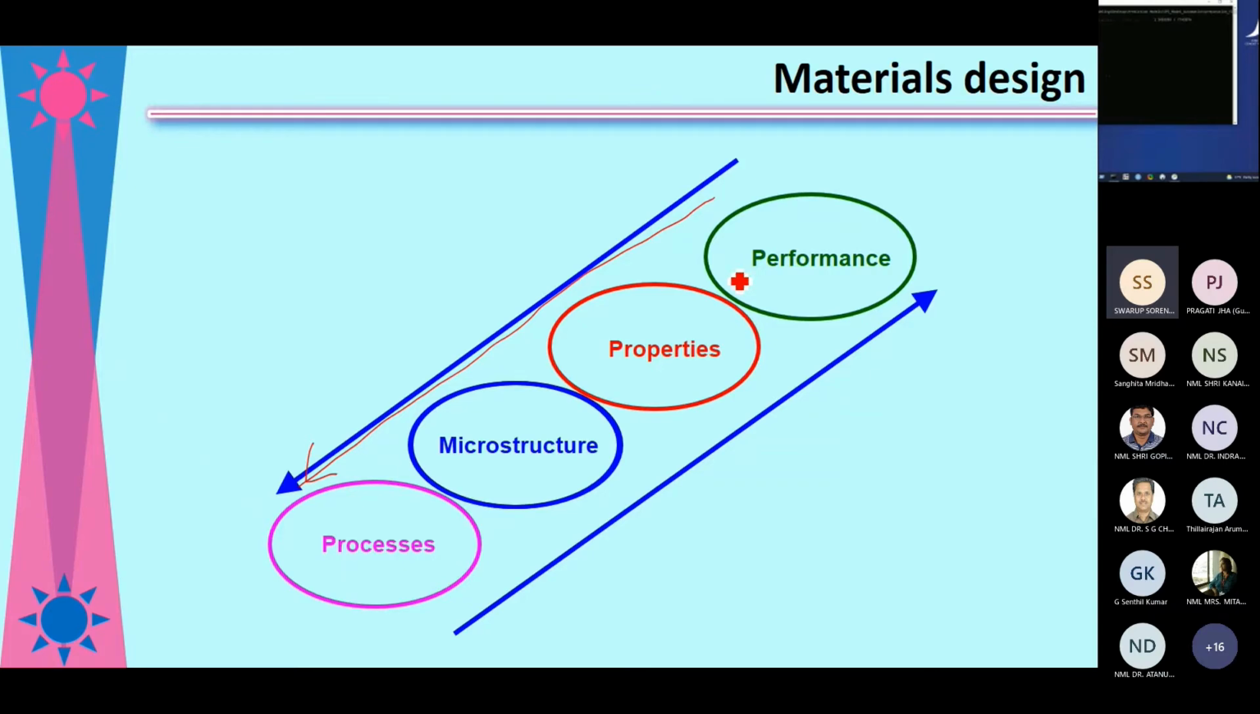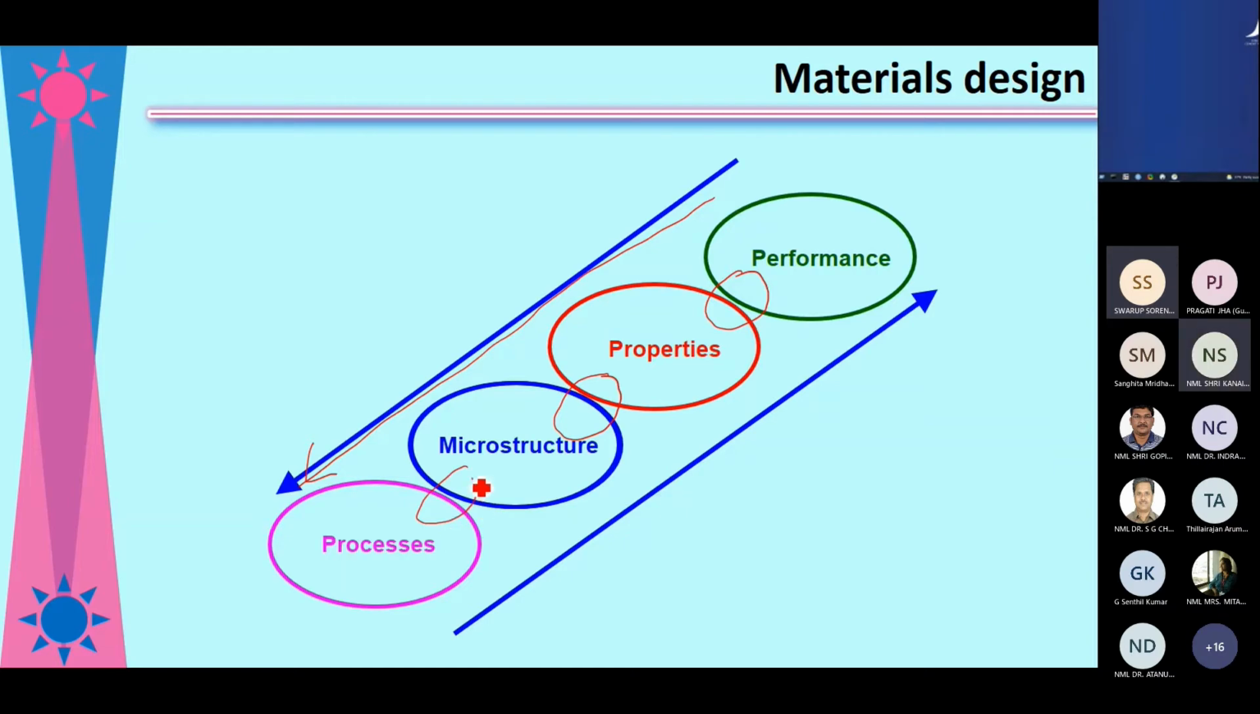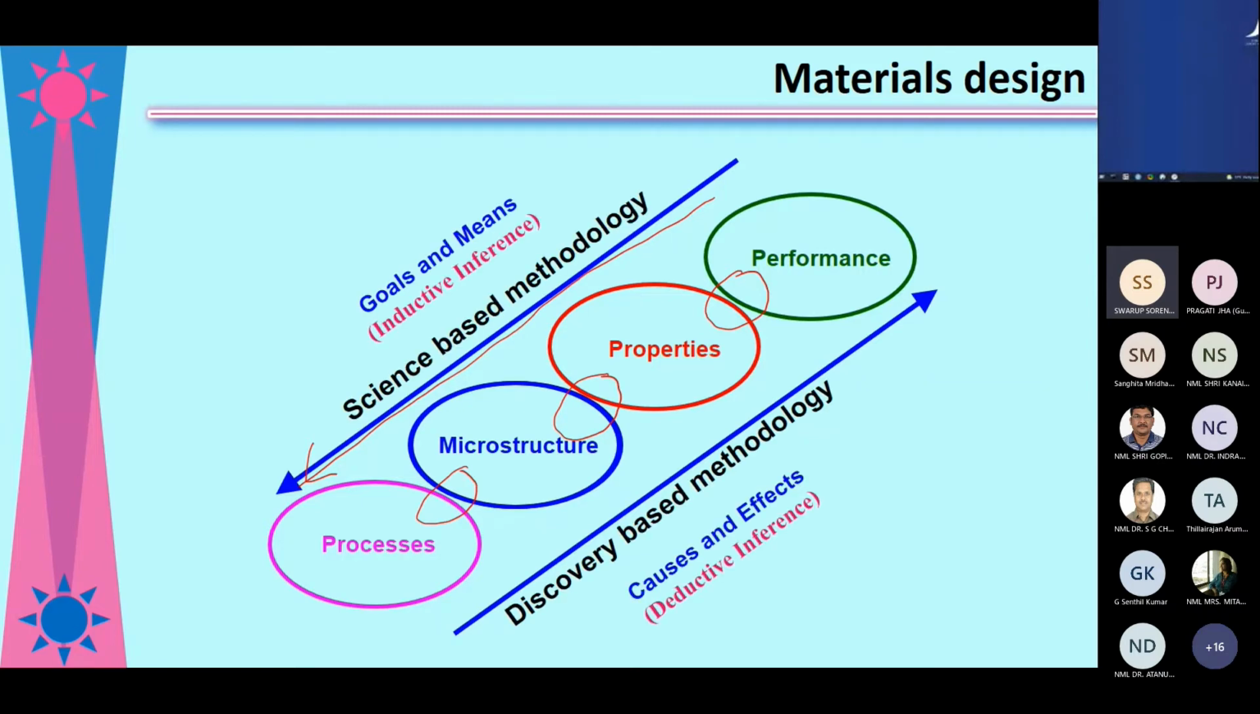So we have the correlation between properties and performance. We have the correlation between microstructure and properties, and we have a correlation between process and microstructure. So they define the rules. These intersections give the rules, and this is why if we want to discover a new material, we can go by the Edisonian method, trial and error: use a process, see the microstructure and see the properties, and finally see the performance. So this is a cause and effect process.